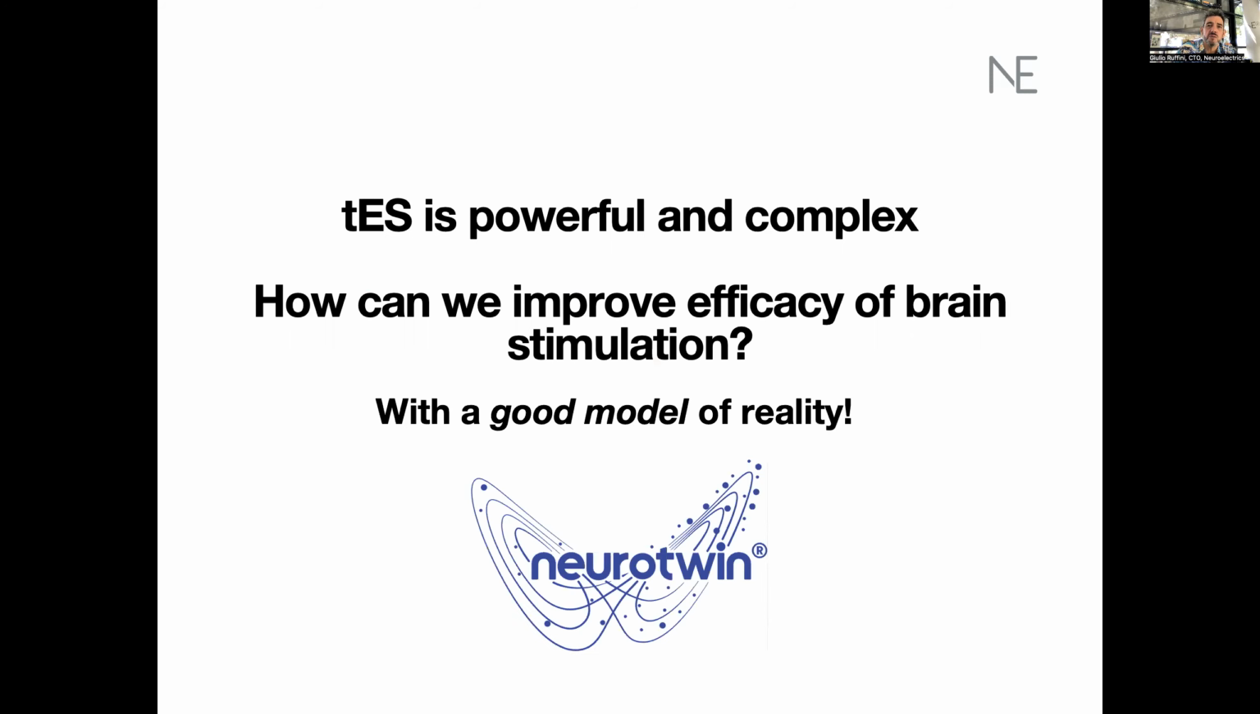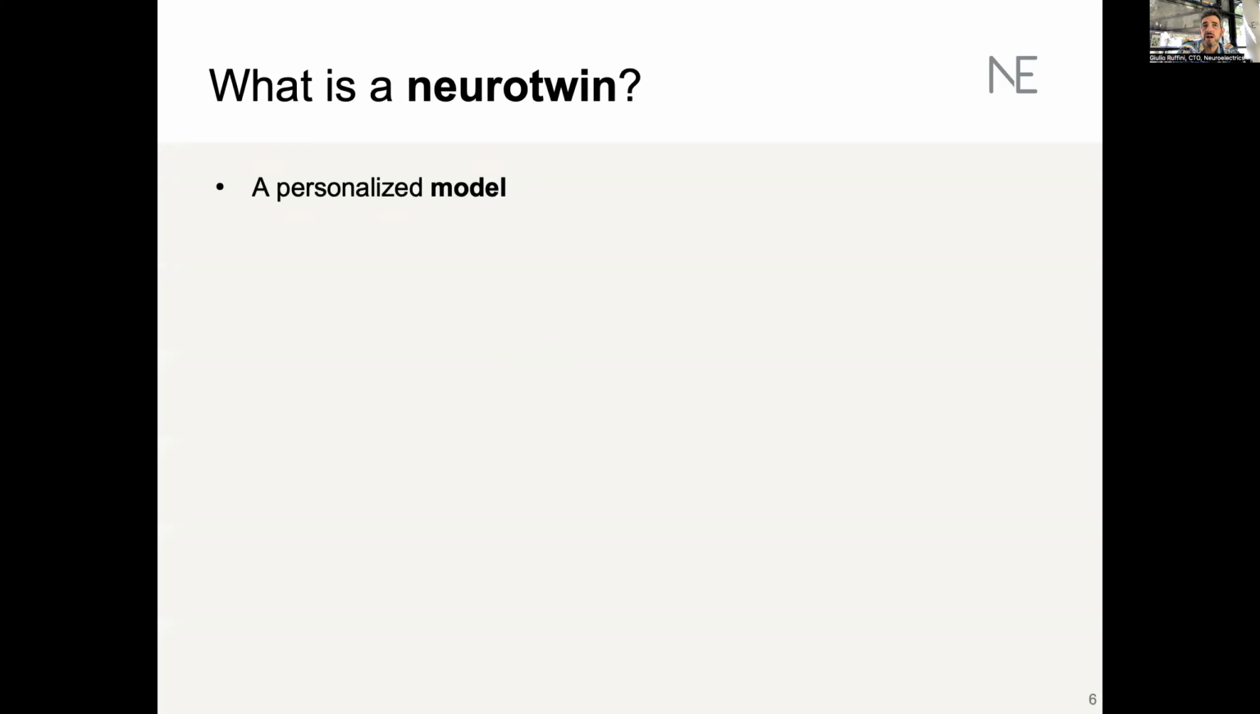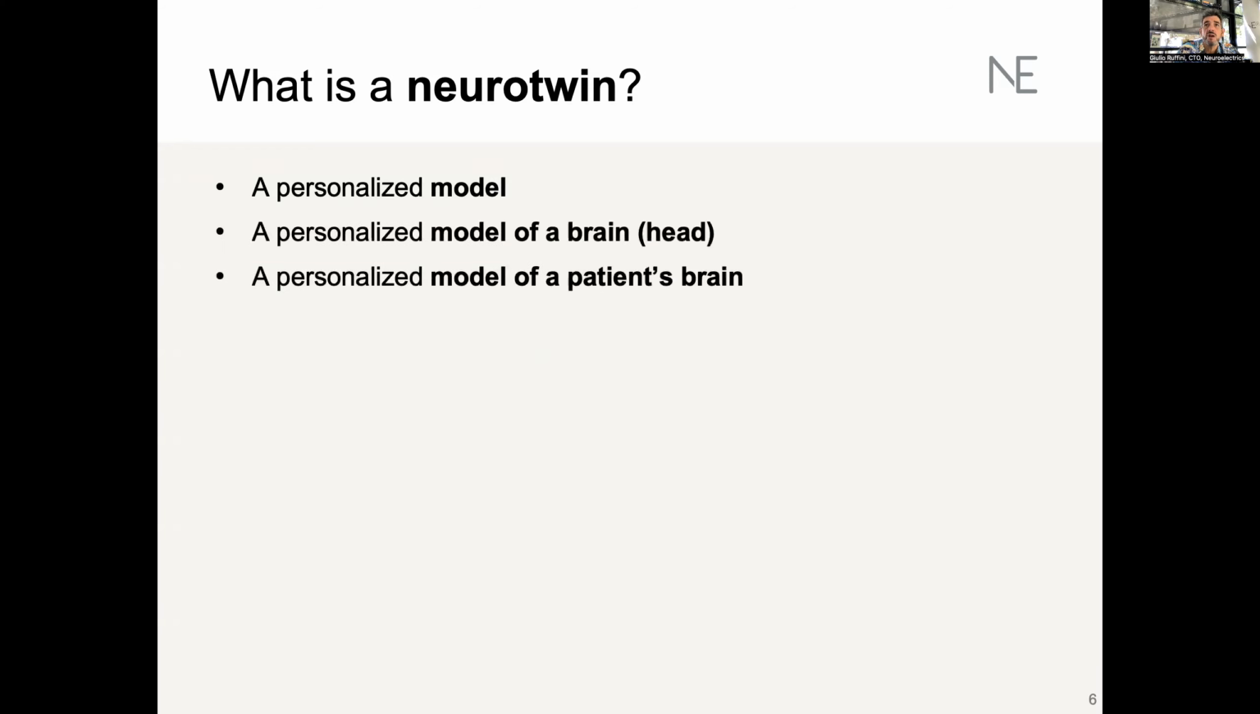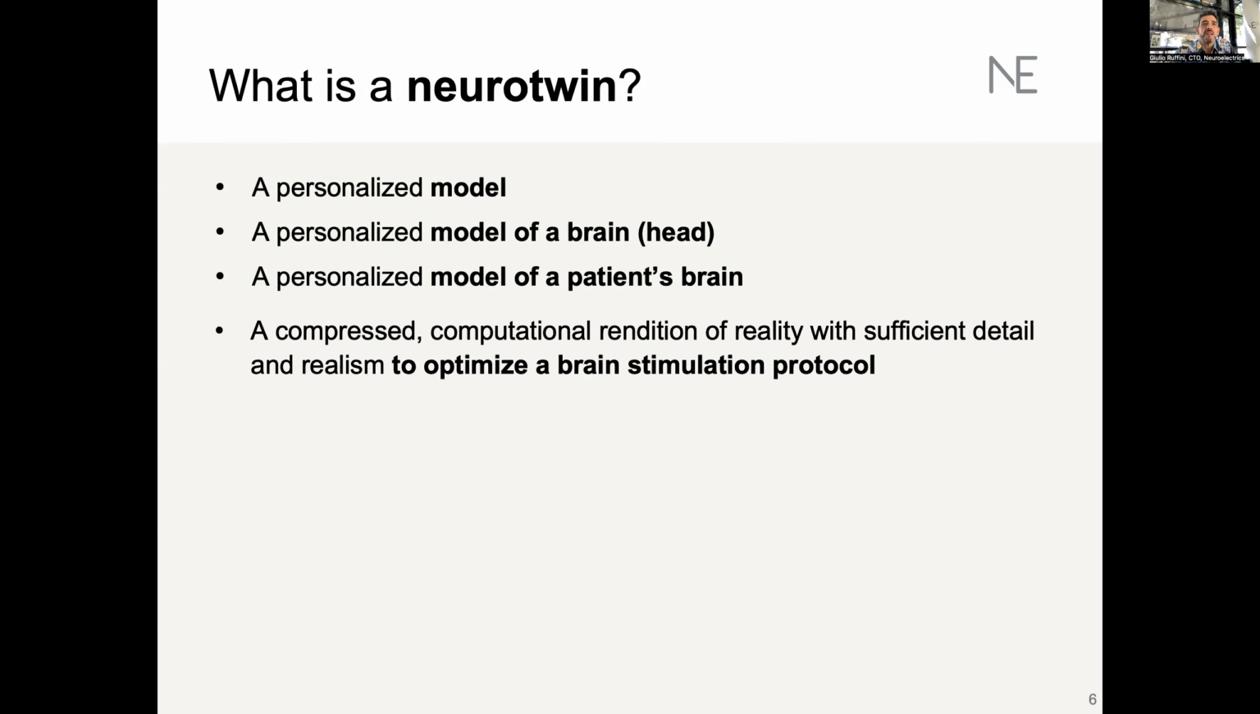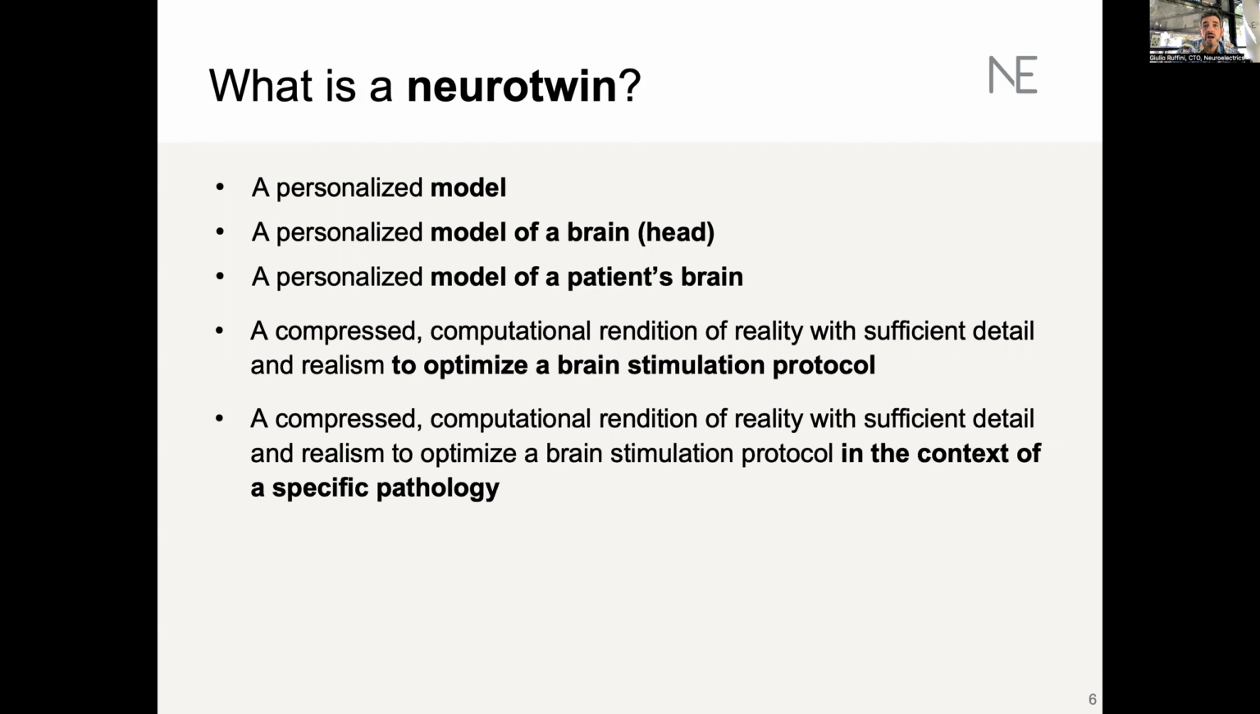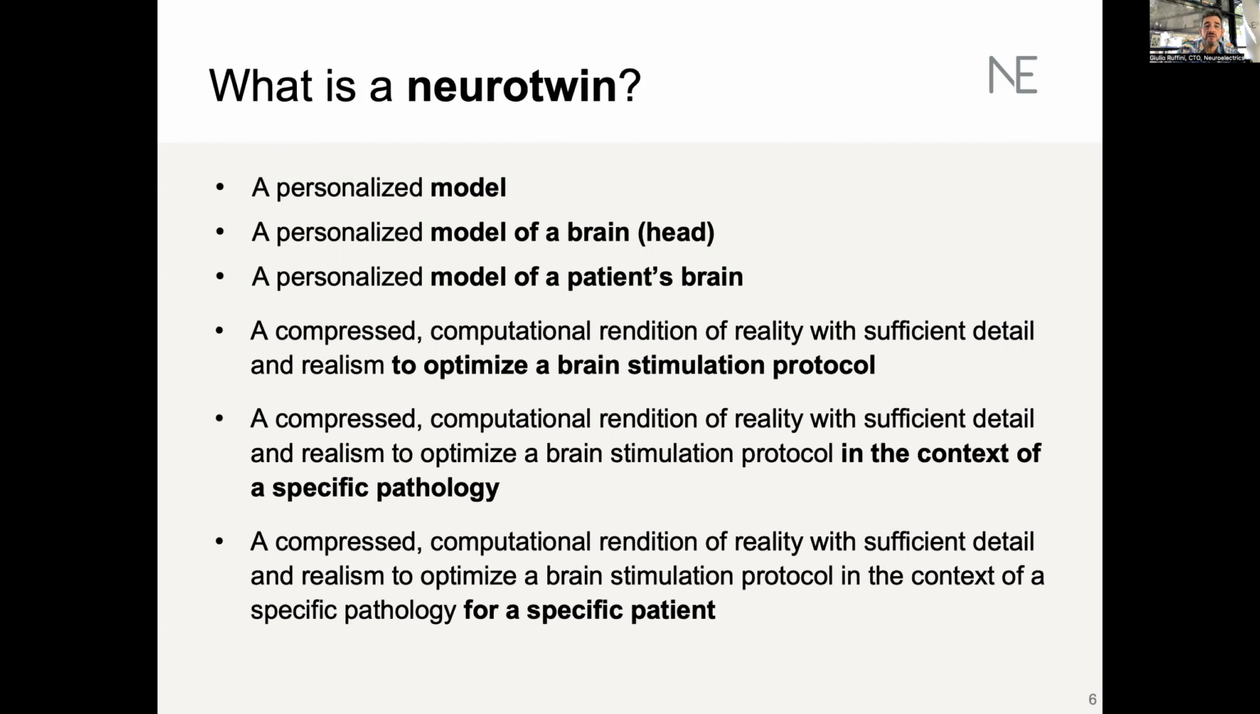So this leads us to the concept of Neurotwin, which is a concept we're developing at Neuroelectrics. And I know that other people are developing similar things, which is basically to develop digital twins of the human brain. So what is a neurotwin? By this, we mean a personalized model of the head, in particular of a patient. It's a compressed computational rendition of reality of this patient's brain with sufficient detail to optimize brain stimulation protocols, in the context of a specific pathology and for a specific patient.